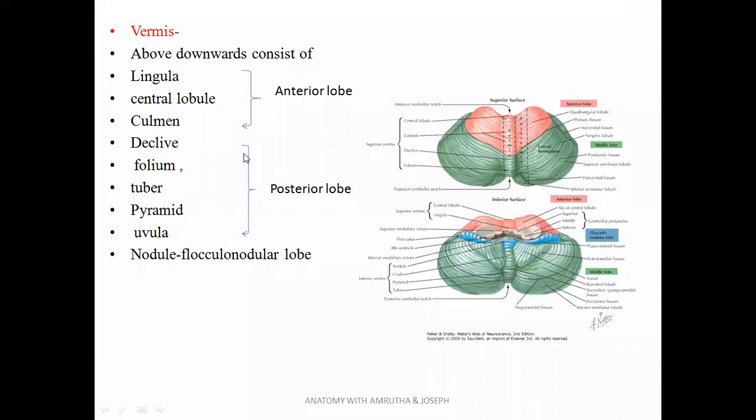That's a gross division, but inside that again there's a division. When you look at it, there is lingula, central lobule, then culmen. This is the division of the vermis in the anterior lobe. Then in the posterior lobe, there is a second division like declive, folium, tuber, pyramid, uvula. And the last part, belonging to the flocculonodular lobe, is called the nodule. You don't have to break your head remembering all these things, but at least know that the vermis is divided in this way.